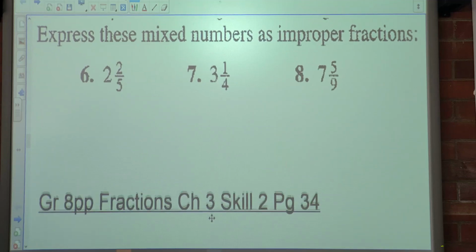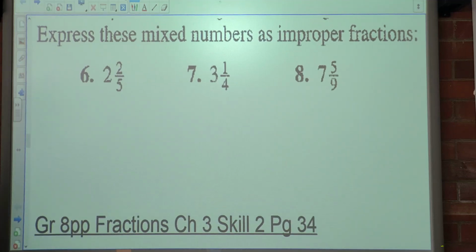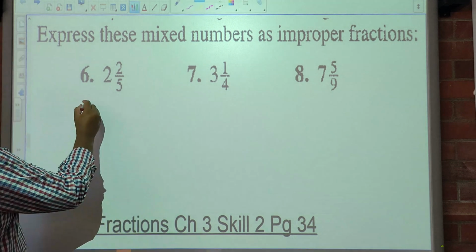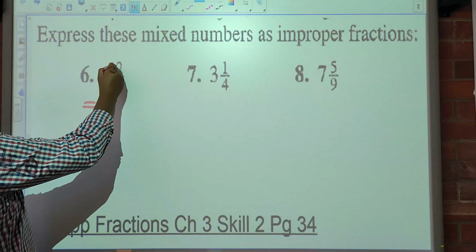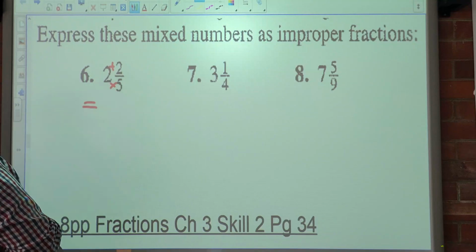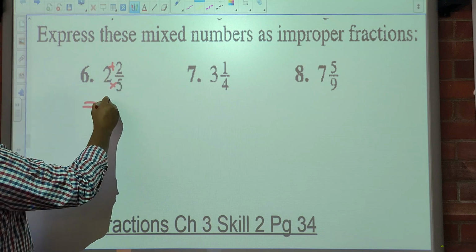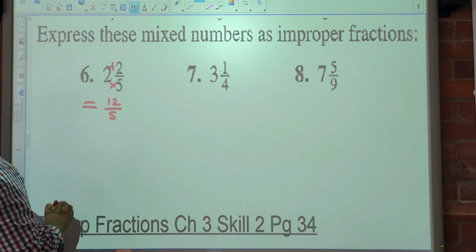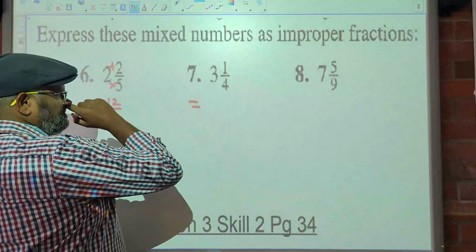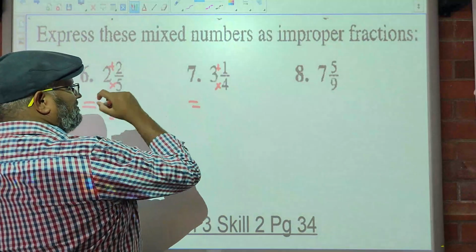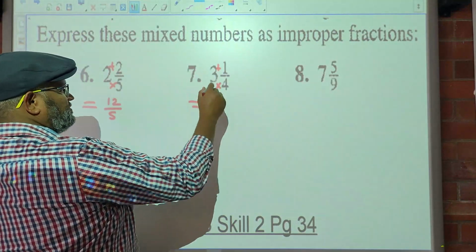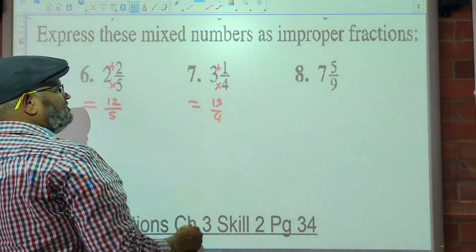Let's look at the first one. Number 6. We've got 2 and 2 fifths. So this can be written as, we multiply the denominator with the whole number and we add the numerator. So 5 times 2 is 10 plus 2 is 12 over 5. 3 multiplied by 4, 12 plus 1, 13 over 4.